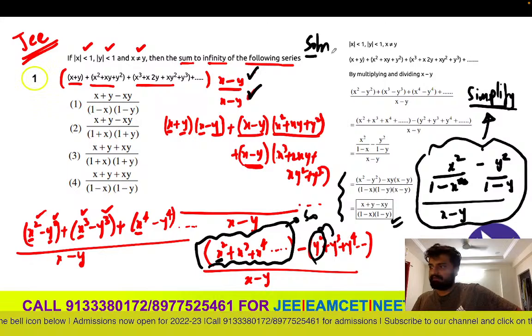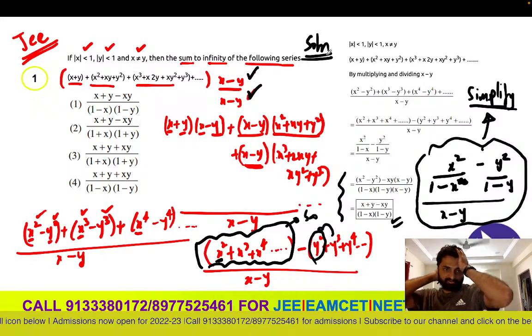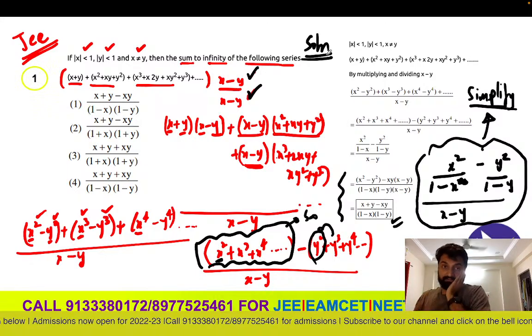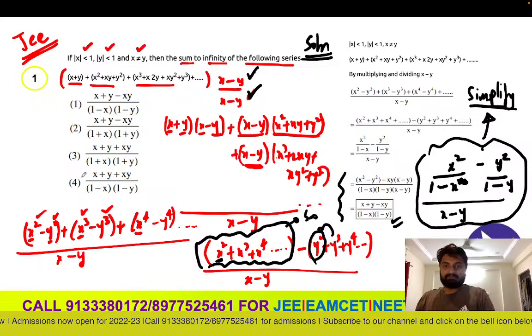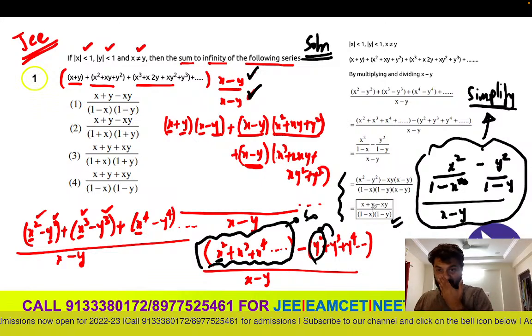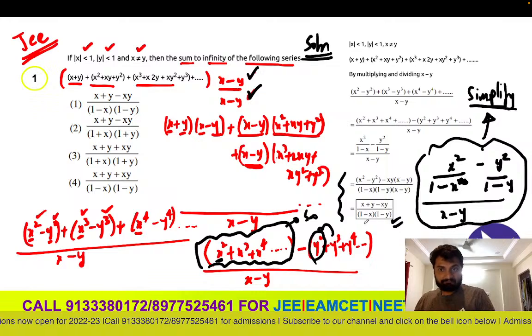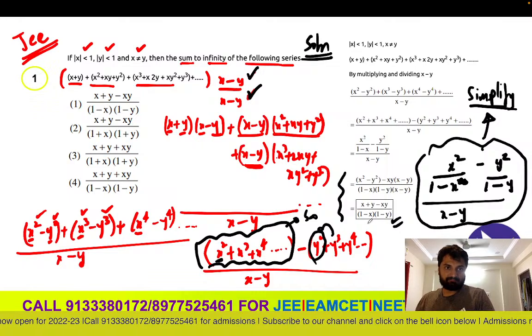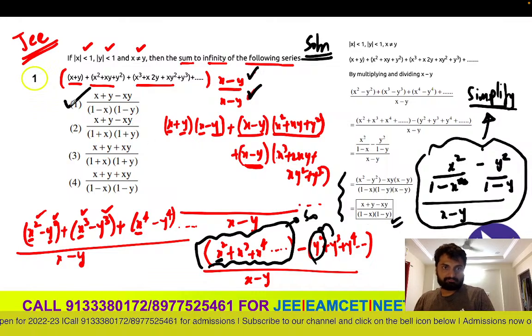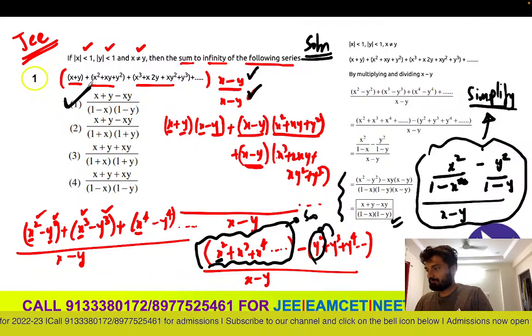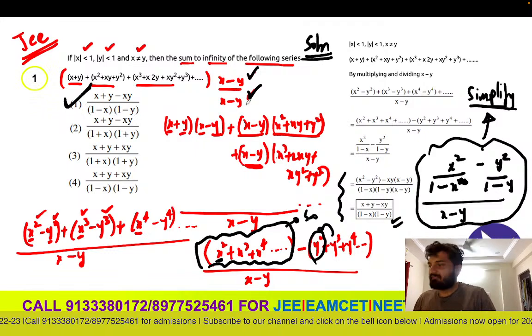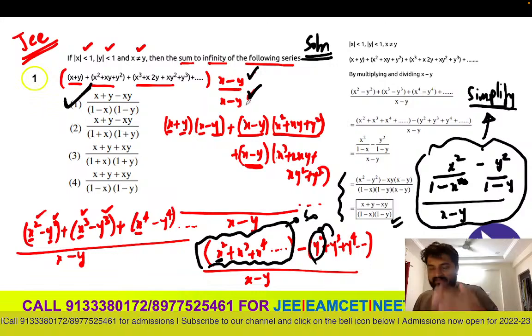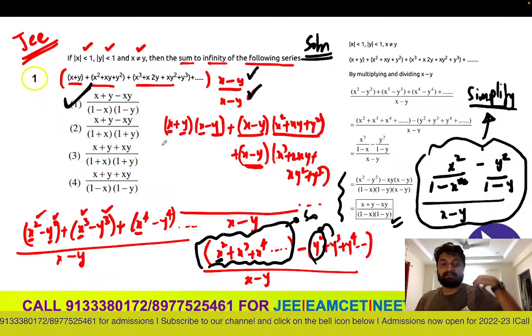We will share the PDF in all the groups, so you will be able to get the final answer, which is x plus y minus xy by 1 minus x into 1 minus y. First option will be your answer. So all we did was multiply and divide by x minus y, and then we are just taking it inside.